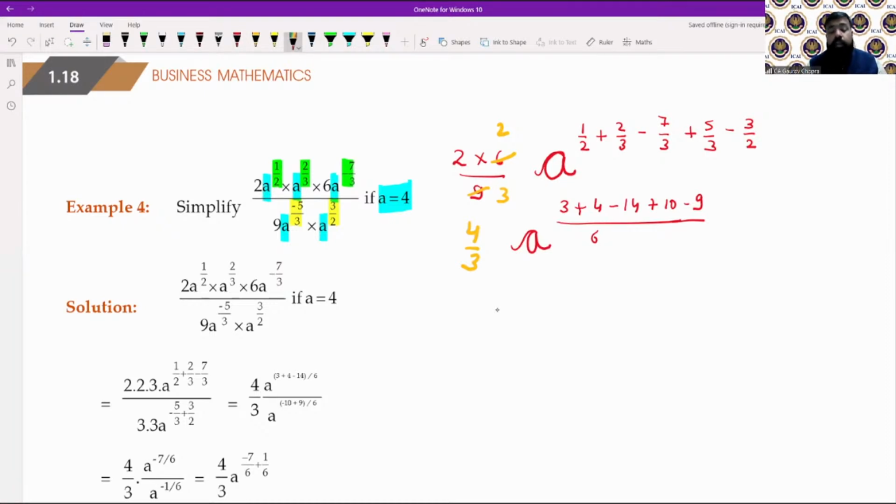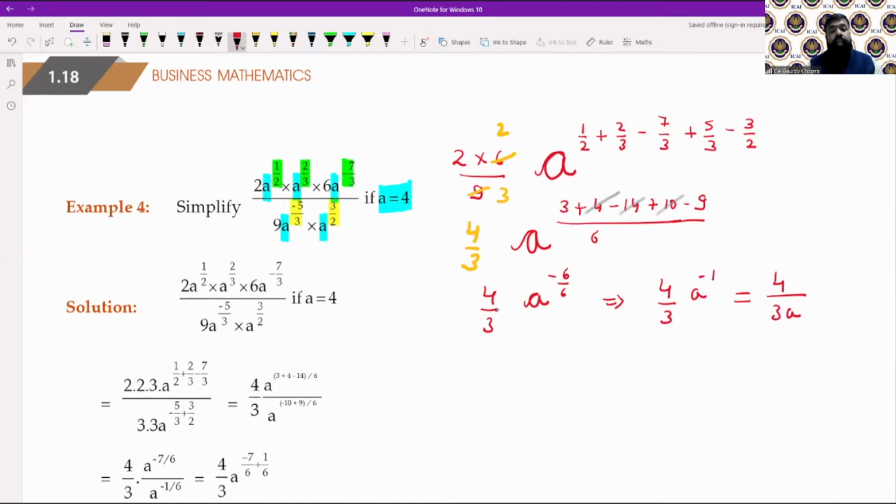So here we can see that minus 14 and plus 14 gets cancelled. Let us cancel with the pencil. Yes. 4 minus 14 and 10. All these are cancelled. So what are we left with? 3 and minus 9. So 4 by 3, a to the power of 3 minus 9 is minus 6 upon 6. So it becomes 4 by 3, a to the power of minus 1. Or it can be written as 4 upon 3a.